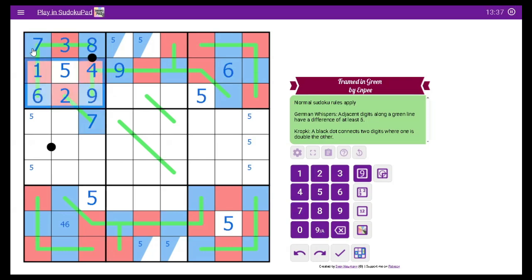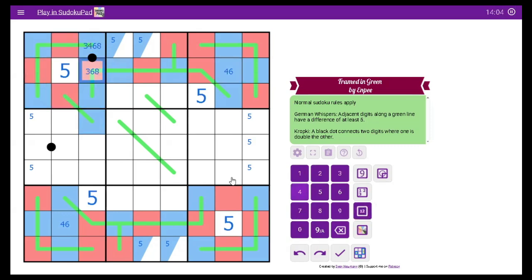But wait a minute. Something is awry. By Sudoku, this seems to be fine, but by German Whisper, the 3 and the 7 cannot be next to each other because they only differ by 4. We need adjacent digits to differ by at least 5. So therefore, assuming it's a mistake, that's not a 4. So that actually wasn't too long of a bifurcation.